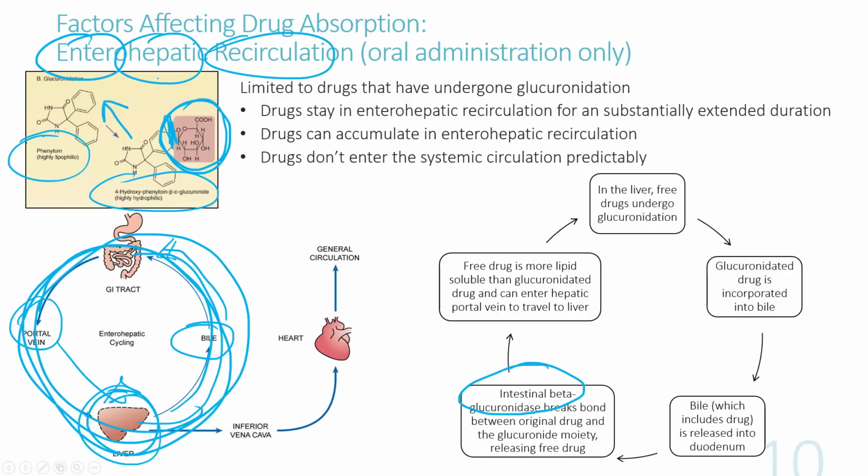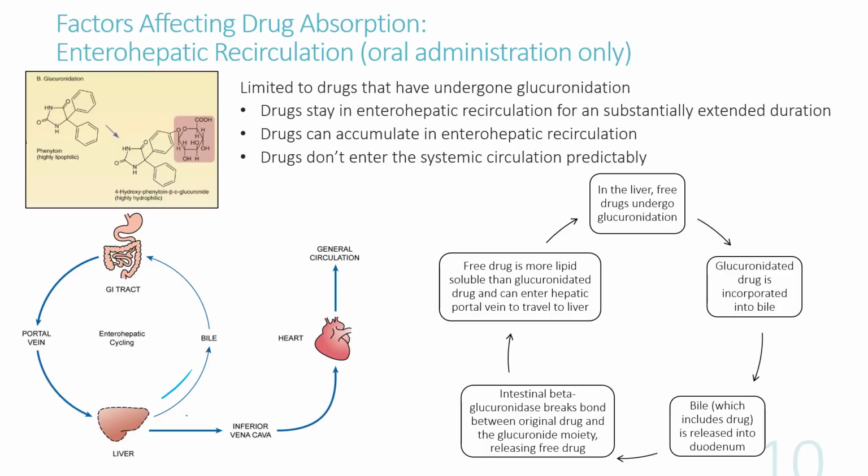Obviously, if you can appreciate what's happening over here, the drugs can stay within the enterohepatic circulation for an extended period of time. Drugs can accumulate, and also drugs don't enter the systemic circulation predictably. Because as some of it gets glucuronidated, some of the drug doesn't and can actually go into the systemic circulation, but it's not predictable. Right? It doesn't enter the systemic circulation predictably. So this is called enterohepatic recirculation.